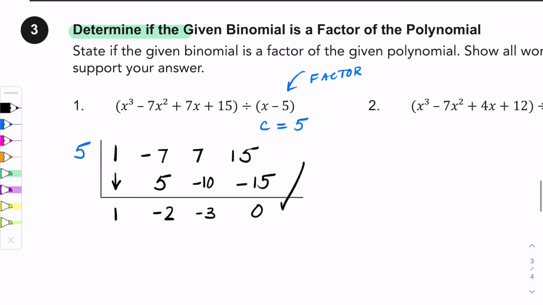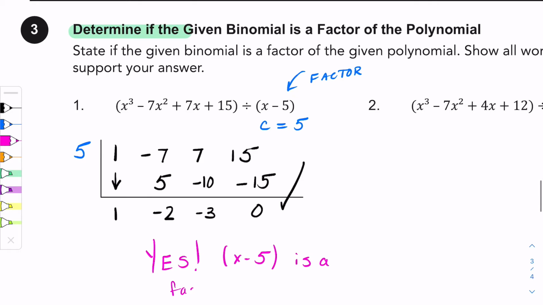0. So to answer this question, you would say, yes, x minus 5 is a factor of the original expression x cubed minus 7x squared plus 7x plus 15.